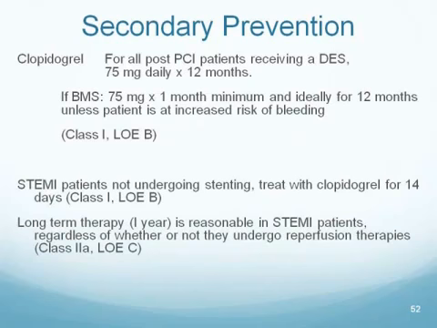So in addition to lifetime aspirin, for patients that have received a drug-eluting stent, clopidogrel or I guess now prasugrel can also be considered. But they should be on dual antiplatelet therapy for 12 months. Now again, if the patient has received a bare metal stent, they need to be on a thienopyridine for a minimum of 1 month. But ideally, it would be 12 months. So unless the patient is at increased risk of bleeding, we definitely want them to be on dual antiplatelet therapy.